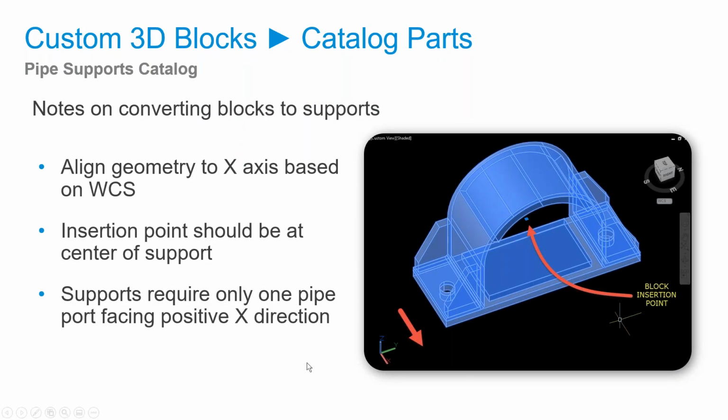So yeah, just kind of a reference here, talking about the insertion point being in the center. That way you can keep the support aligned to the center of the pipe, the orientation, so that it'll come out properly when you go to place that. Just basically keep that in mind as you're creating these here.